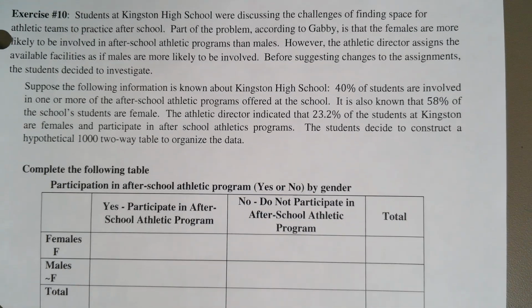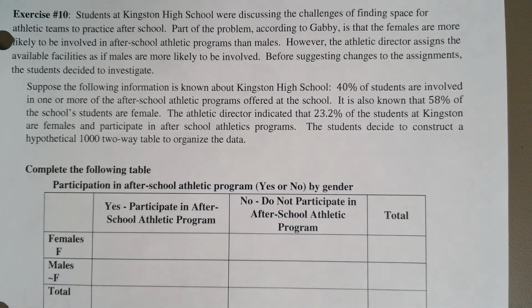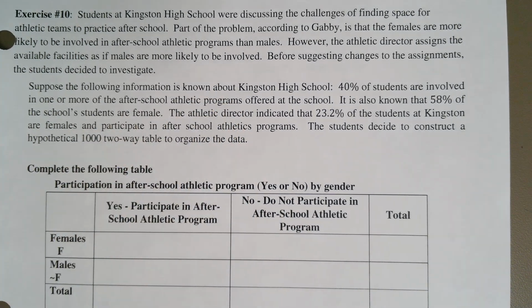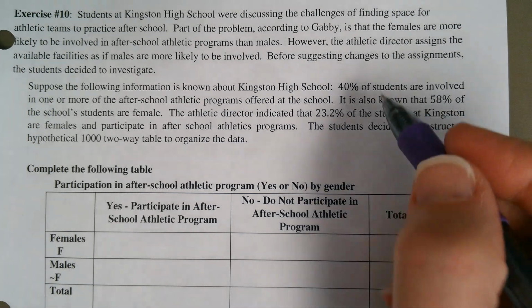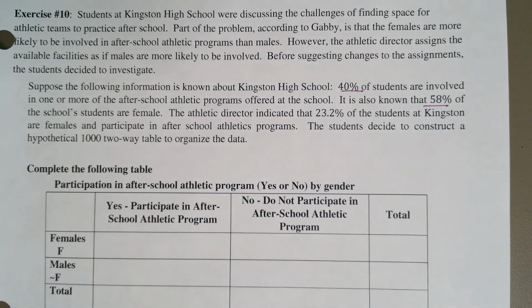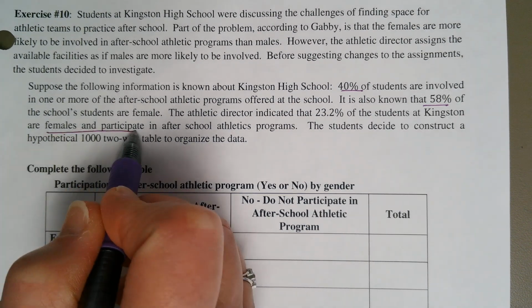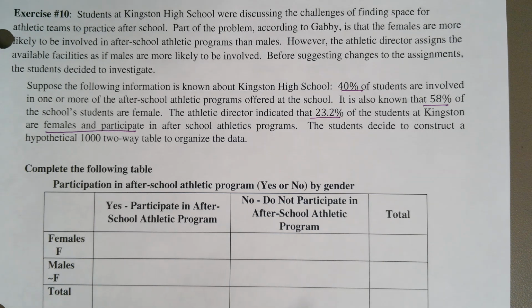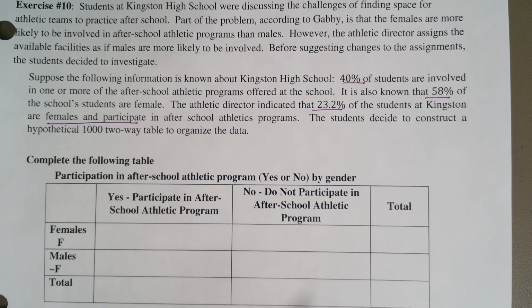Our next exercise. Suppose the following information is known about Kingston High School. 40% of students are involved in one or more of the after-school athletic programs offered at the school. It's also known that 58% of students are female. The athletic director indicated that 23.2% of the students at Kingston are females and participating in after-school athletics. The students decide to construct a hypothetical 1,000 two-way table to organize the data.